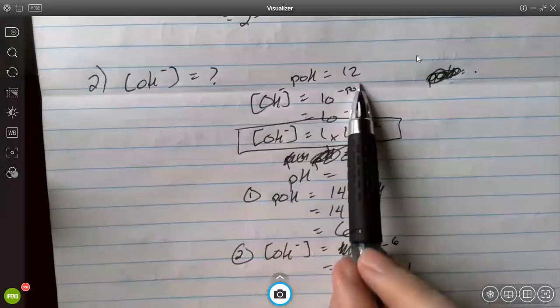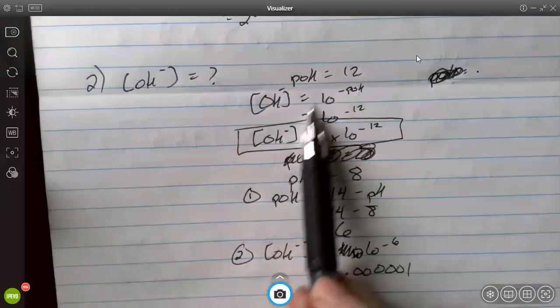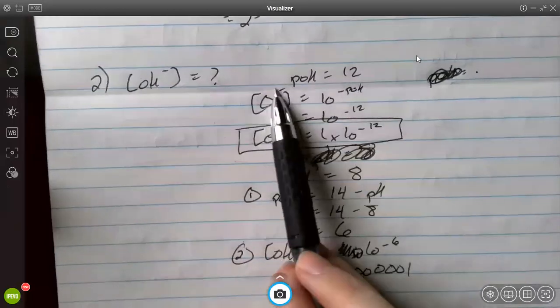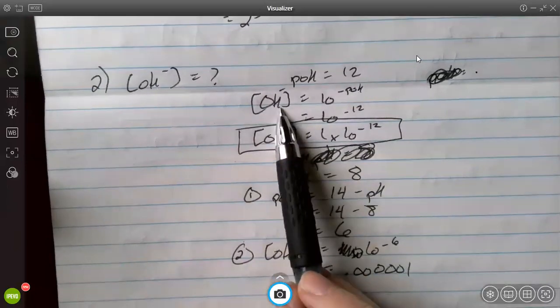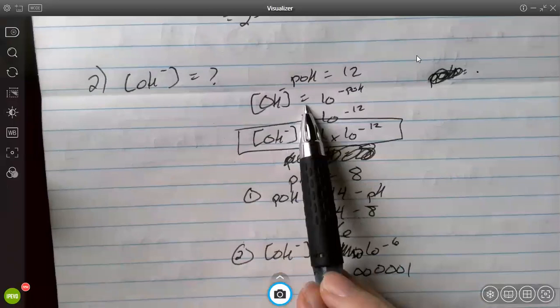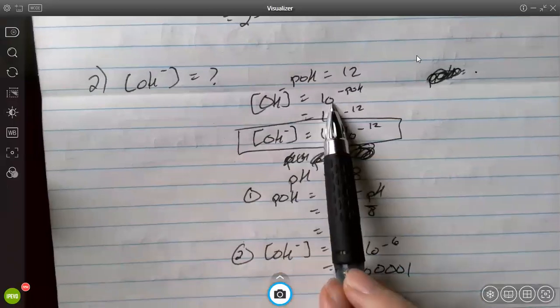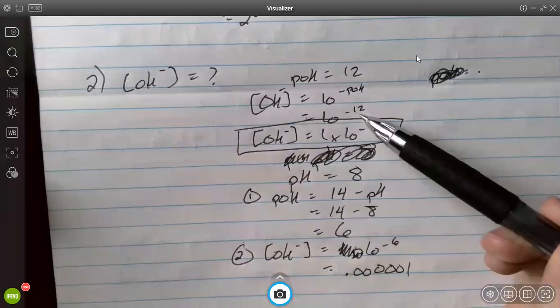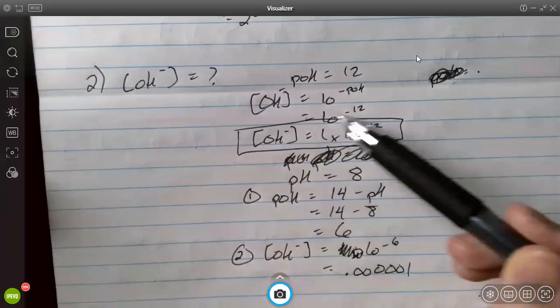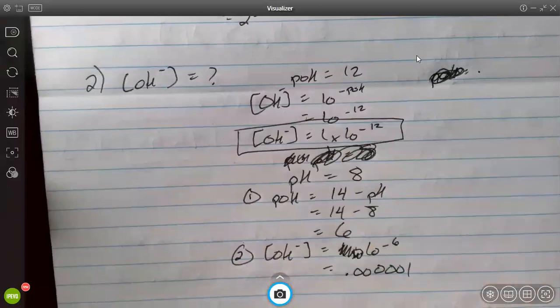Then the second question asked us to find our concentration of hydroxide ions, first, if our pOH was 12. So I'm just going to plug this into my hydroxide ion concentration formula. So hydroxide ion concentration is equal to 10 to the power of negative pOH. So we'll write it as 10 to the power of negative 12. And our concentration of hydroxide ions is just 1 times 10 to the negative 12.